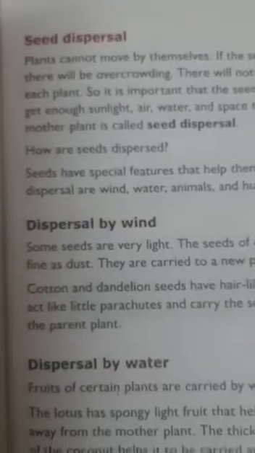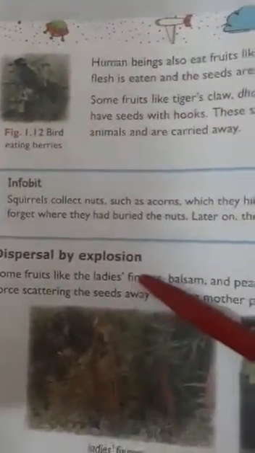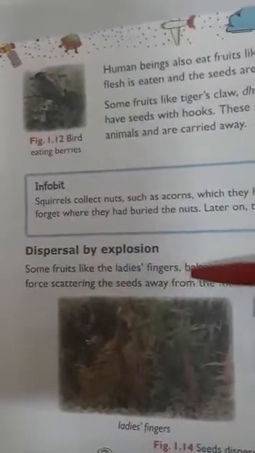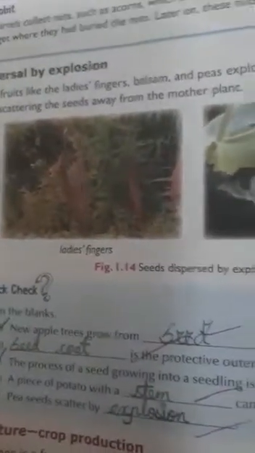How the seeds are dispersed: by the wind, by water, by animals, and dispersal by explosion. These are the methods by which seeds disperse that we have seen. Here you can see this picture, lady's finger plant and pea plant. So here the dispersal takes place through explosion. The wall of the pod ruptures and the peas come out.